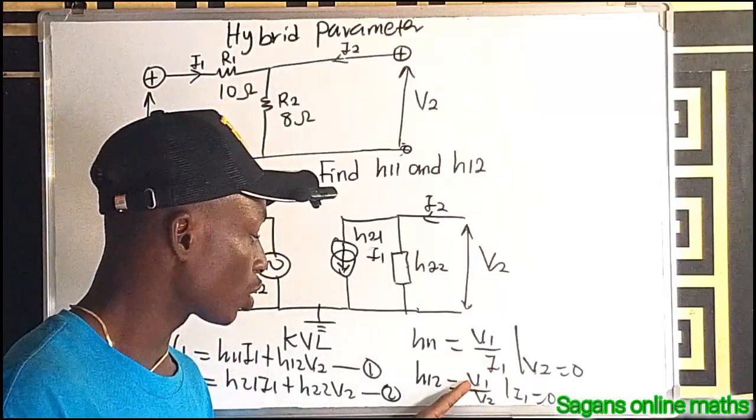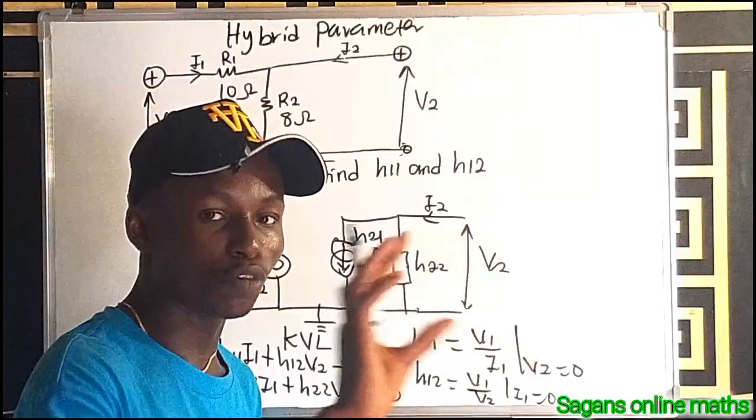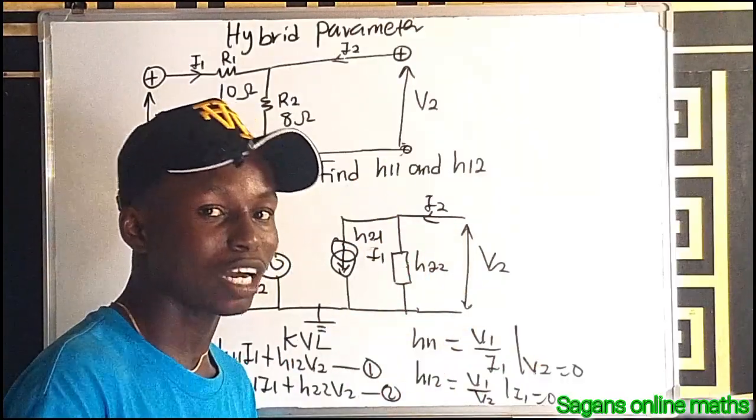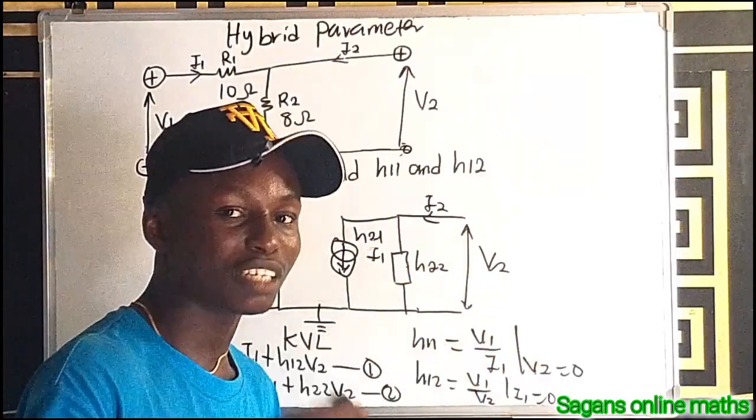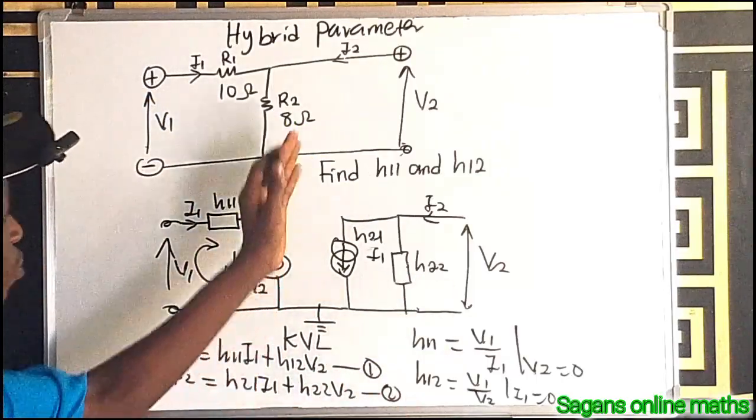So h₁₂ is called the open circuit reverse voltage gain ratio. Why is it called reverse voltage gain? Because this is the reverse of a voltage gain, since voltage gain is equal to V2 over V1. So when you have the reverse, it's called reverse voltage gain ratio. Since you have defined this, you can solve this question.